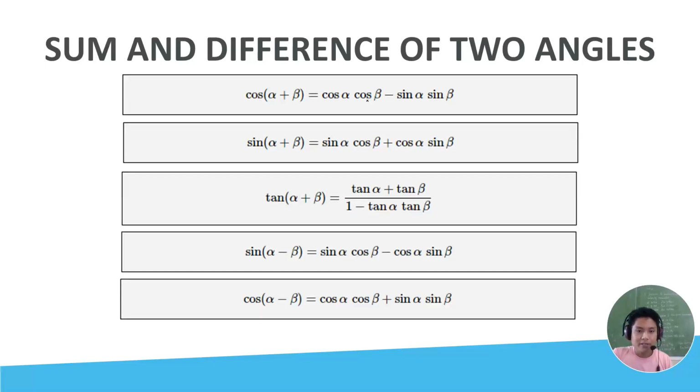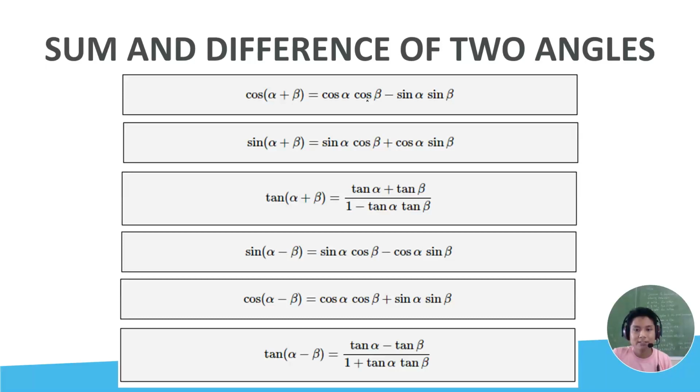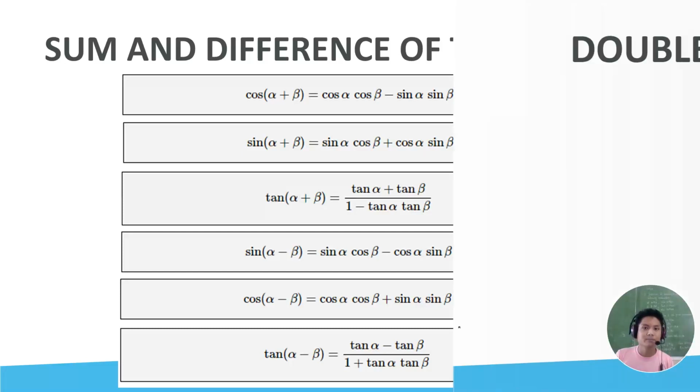Cosine alpha minus beta is cosine alpha cosine beta plus sine alpha sine beta. Tangent alpha minus beta is tangent alpha minus tangent beta divided by 1 plus tangent alpha tangent beta.